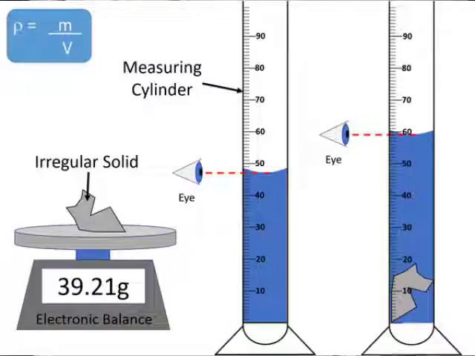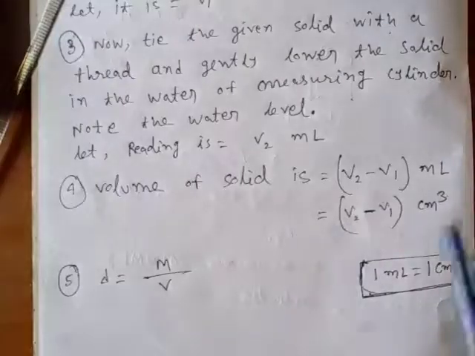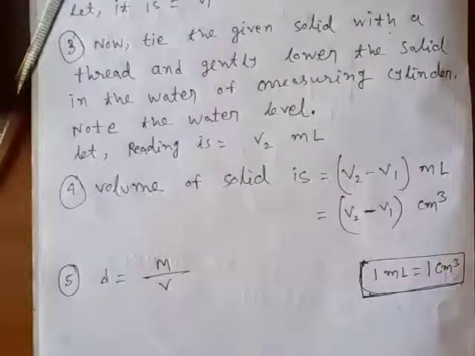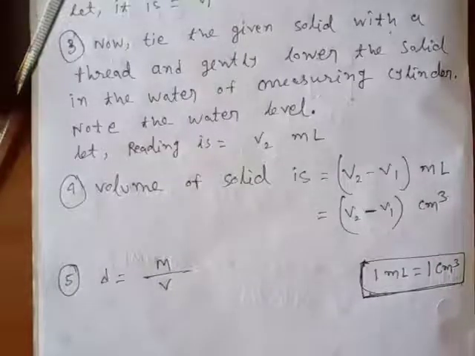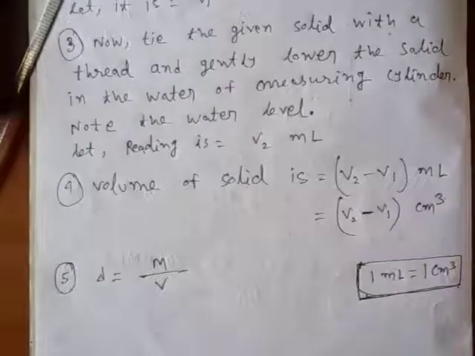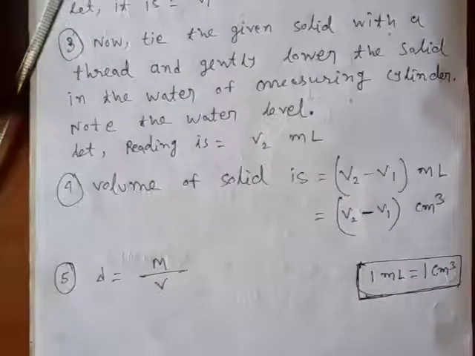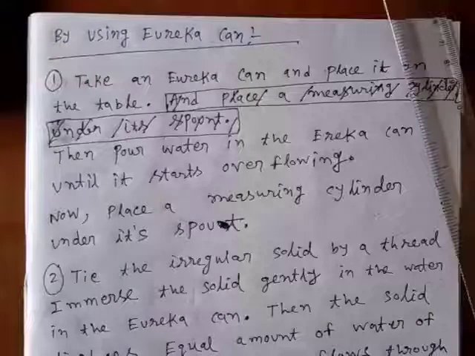So we got the volume of the solid here, V2 minus V1 centimeter cube, and at first we have already measured the mass by using a beam balance. So put those values here and we can easily find out the density of the solid. Okay. Now the second method is by using the Eureka can.